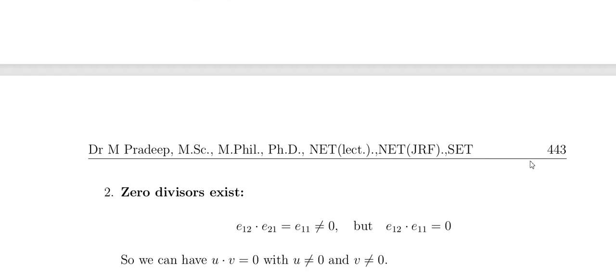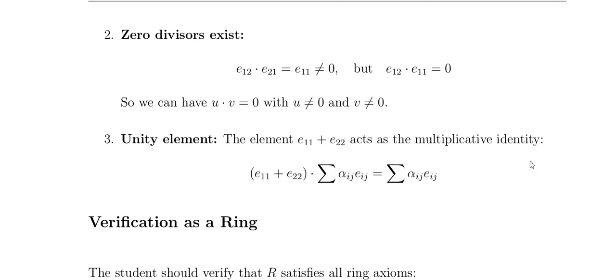This is isomorphic to the collection of 2 by 2 matrices. E12 E21 equals E11, which is not equal to 0, and E12 E11 equals 0, so both are non-zero products, which shows that zero divisors exist. For the unity element, there is an element that acts as the multiplicative identity: E11 plus E22 multiplied with any element gives back the same element. So a multiplicative identity exists.